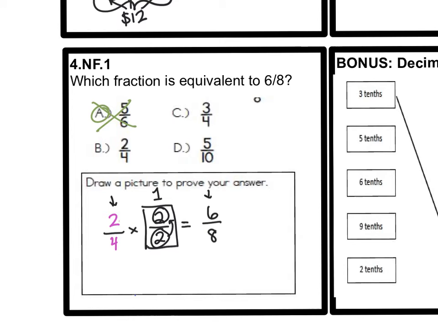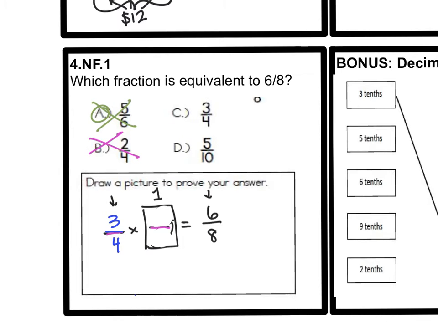Now, the problem with this: 4 times 2 is 8, but 2 times 2 is not 6. Therefore, my 2/4 is also not going to be a correct answer, because those are not matching up. They have to match perfectly in order to matter. So let's go ahead and erase these. Okay, next on our list, we have 3/4. I'm going to put in, let's do it in blue, 3/4.